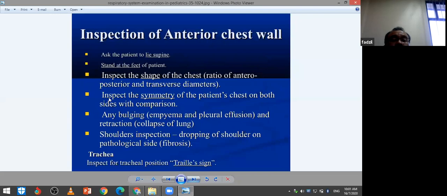So, inspection of the anterior chest wall, the shape. The best way is to examine with the patient lying supine, stand at the feet, and inspect the shape.